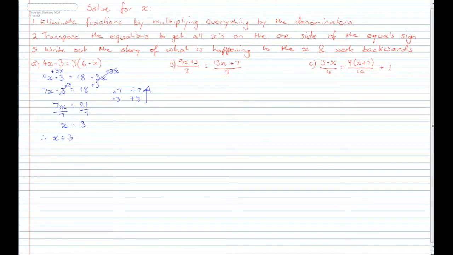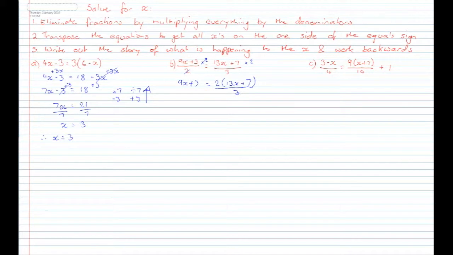Right, this question here, well, we can see that 9x plus 3 over 2 and 13x plus 7 over 3, there's fractions there, so what we need to do is eliminate the fractions. To do that, we're going to multiply both sides by 2. When we do that, the 2's are going to cancel out here, and we're going to write the 2 in brackets here. So you get 9x plus 3 on its own here is equal to 2 bracket 13x plus 7 over 3, because we multiply the top part by 2.